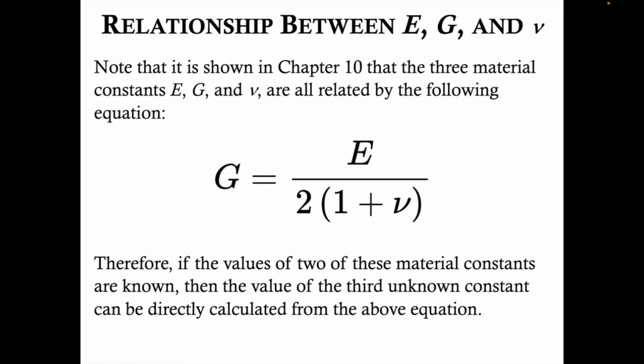And there is a relationship between these three important material parameters, E, G, and nu. Note that it is shown in Chapter 10 that the three material constants, E, the elastic modulus, G, the shear modulus, and nu, Poisson's ratio, are all related by the following equation, where we have uppercase G, the shear modulus, equals uppercase E, the elastic modulus, over 2 times 1 plus nu, Poisson's ratio. Therefore, if the values of two of these material constants are known, then the value of the third unknown constant can be directly calculated from the above equation.